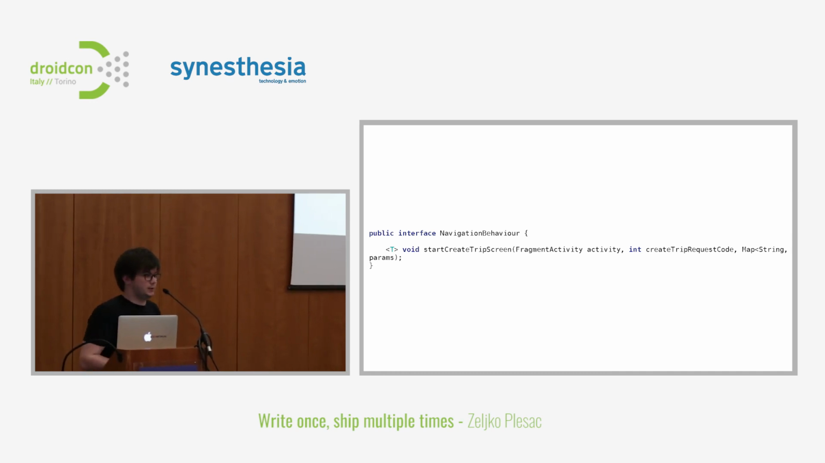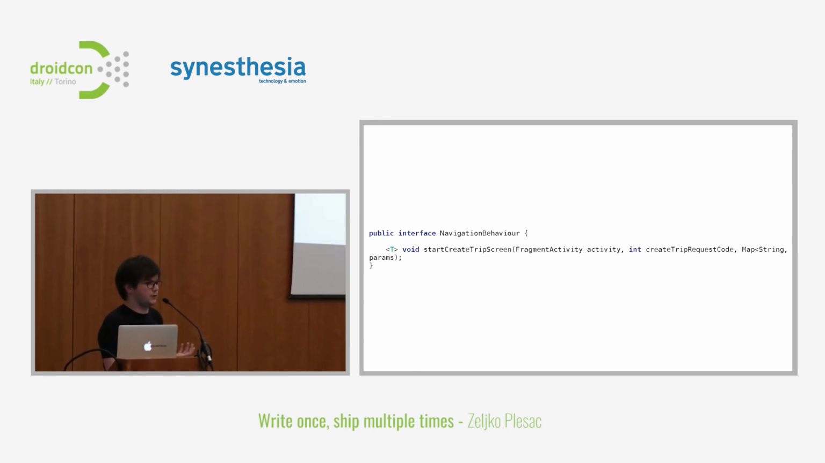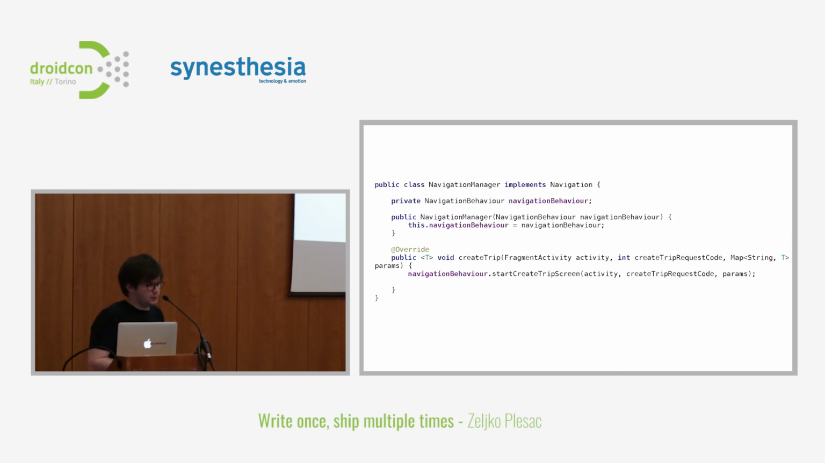Then we define the second interface, which actually defines the type of behavior for that navigation. And we also define the same method. So as you can see here, we have create trip, and in navigation behavior, we have start create trip screen. It has some input parameters and stuff like that. Then we provide the default implementation of our navigation interface, and in this case, we just delegate the navigation to navigation behavior.